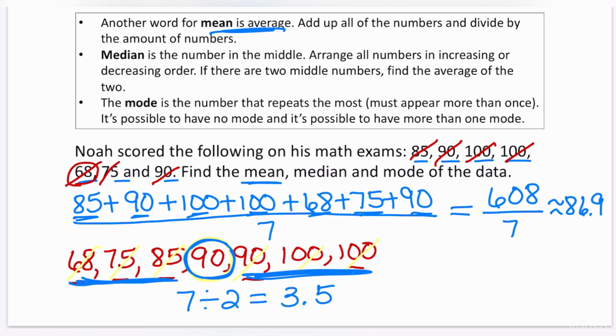Then finally, to figure out the mode, it is the number that repeats the most. I have here 90, which repeats 2 times, and 100, which repeats 2 times. So in this particular problem, I have 2 modes. They are 90 and 100.